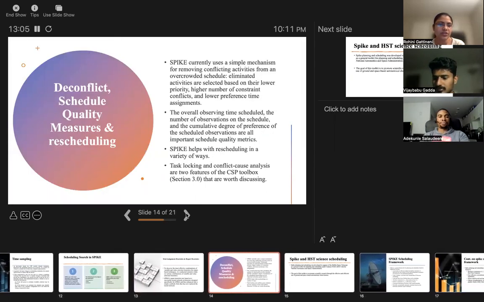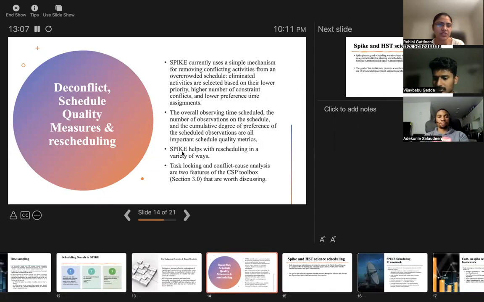Now let us look into the deconflict, scheduling quality measures, and the rescheduling. Spike currently uses a simple mechanism for removing the conflicting activities from an overcrowded schedule, and the activities eliminated are selected based on their lower priority and higher number of constraint conflicts. And the overall observing time scheduled, the number of observations scheduled, and the cumulative degree of preference of the scheduled observations are all important schedule quality measures.